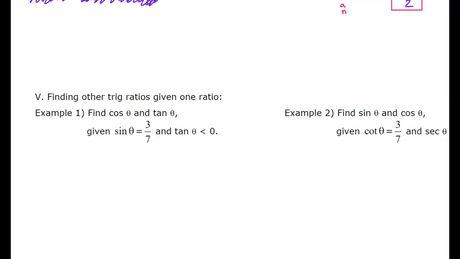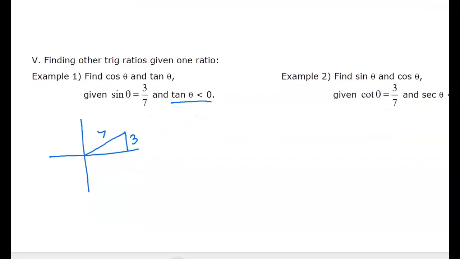So if I didn't apply what I just learned about different trig functions, different quadrants, I would think that I would just be drawing this, right? Because, okay, those are two positive numbers. Yeah, I'm just going to draw it there. However, this second part tells us that tangent of theta is less than 0, meaning tangent is negative.